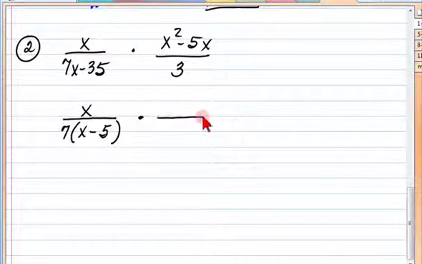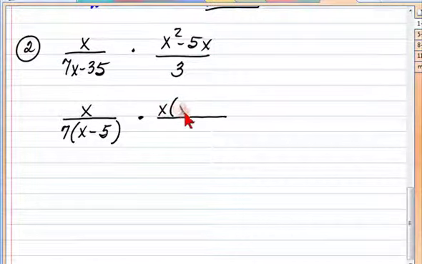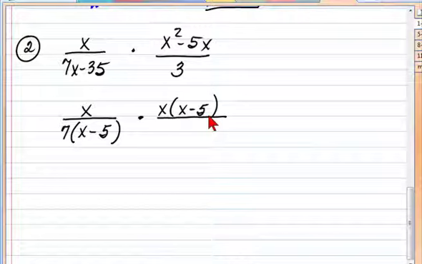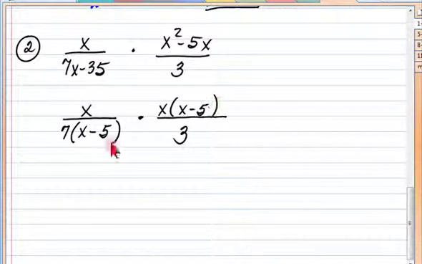Times second fraction, numerator. Can I factor this numerator? What do you see? Common factor of x, x times x minus 5. The denominator is just a 3. So when you're going to multiply two fractions, you could have as many as 4 factoring problems to do in one problem. I only had 2.